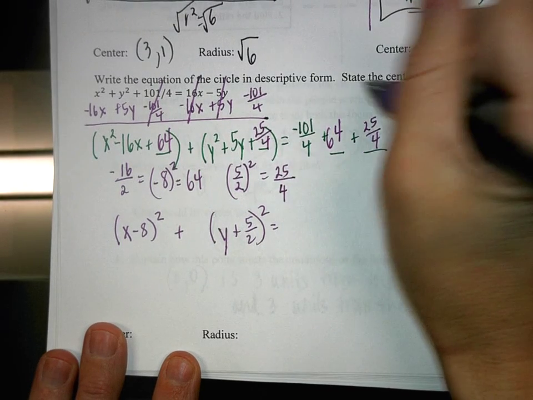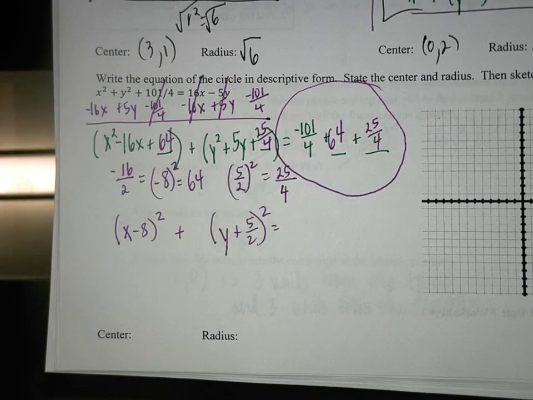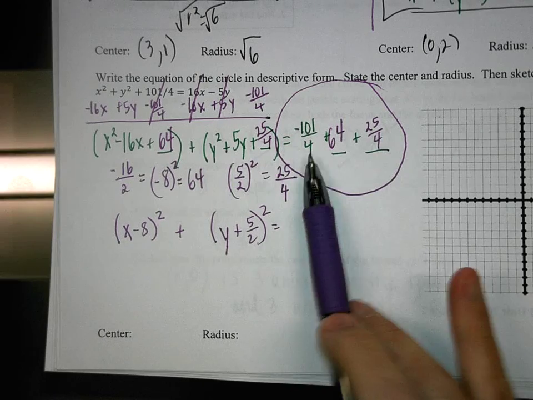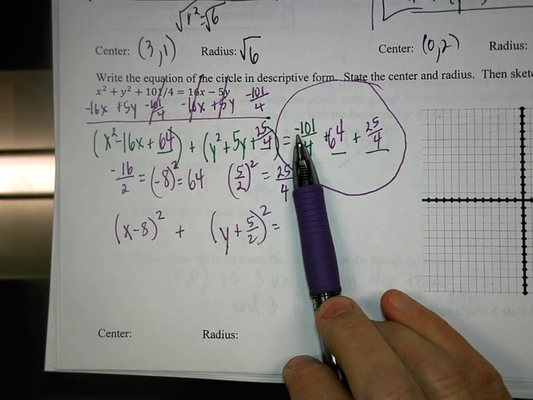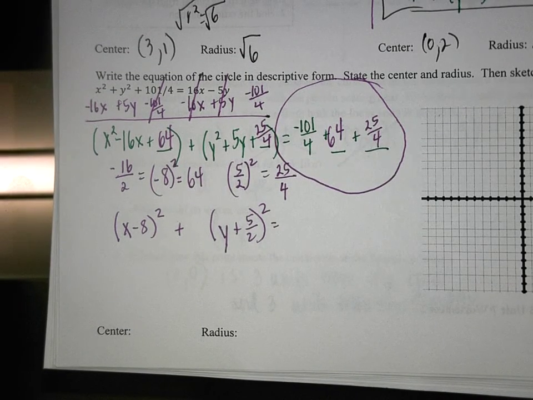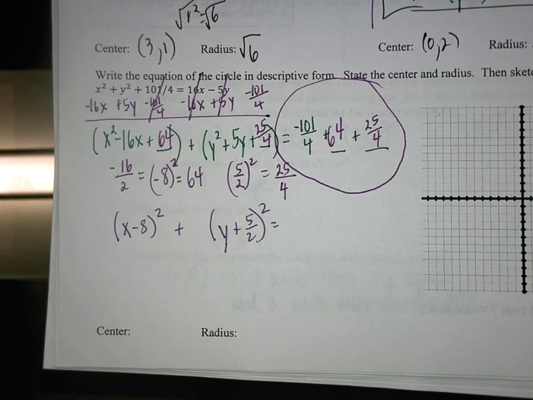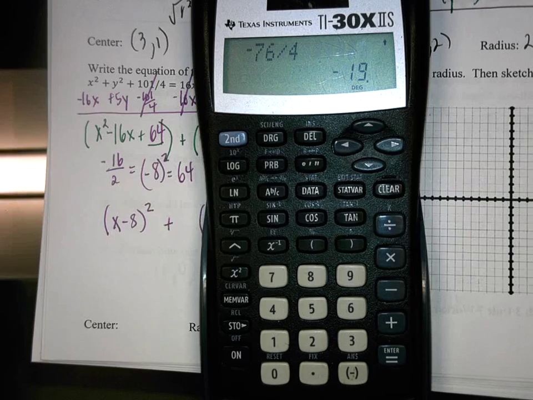Okay, so we have to combine these together. You have a couple options here. You can change 64 to have a denominator of 4, or you could add the two together that have the denominator of 4 and see what happens. So if I take negative 101 plus 25, what does that make? Negative 76. And does negative 76 divide evenly by 4? Yes. Okay, so it works out kind of nice, right?